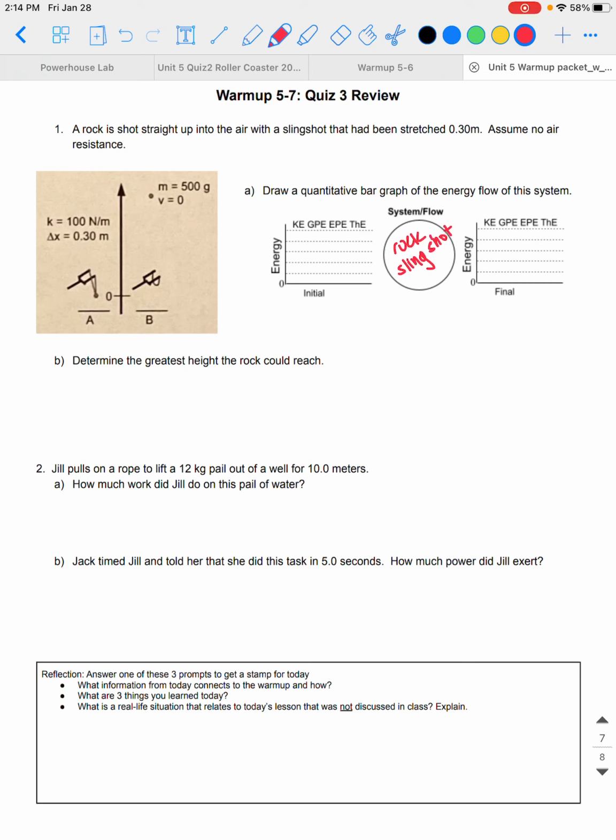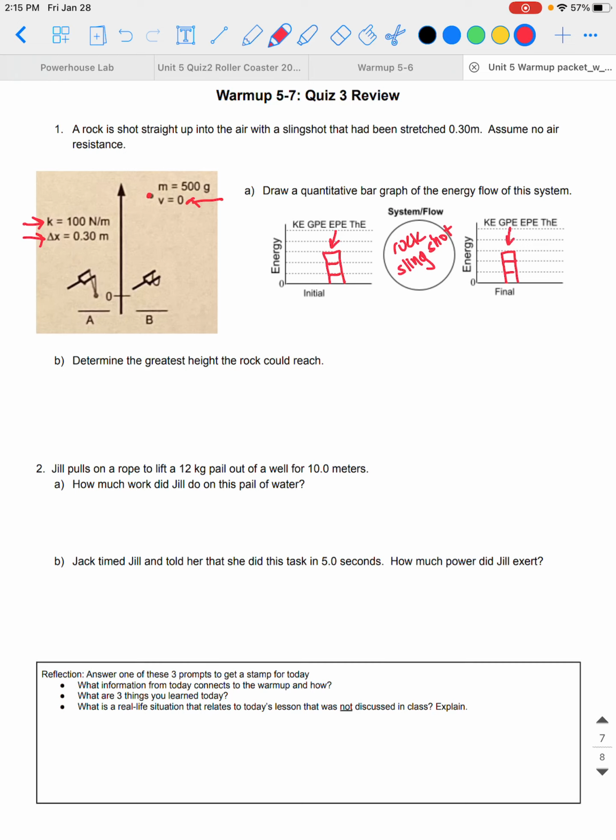And in the initial scenario, we've got the slingshot stretched. I know this because it gives me a K value and a stretch distance. So when you have a slingshot like that, you definitely have some elasticity, so I'm going to call it elastic potential energy. And then once the rock is up in the air, the velocity is 0, it's momentarily stopped. So there's no kinetic energy, but that means that there is all gravitational potential energy.